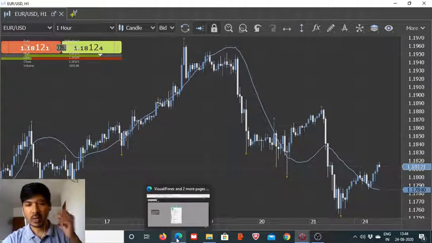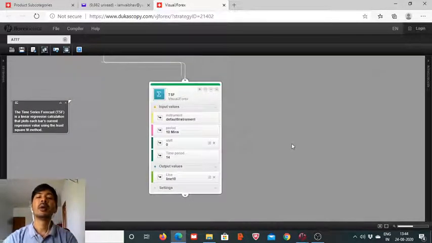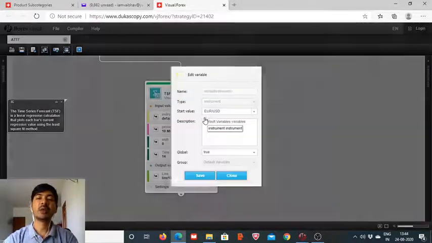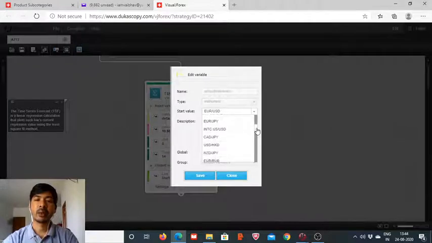So let us now go back to the Visual JForex platform board, and here we have to customize the TSF block as per our requirement. Let us change the default instrument to another instrument of your choice. For today's session, we change it to say gold. Gold is pricey these days.